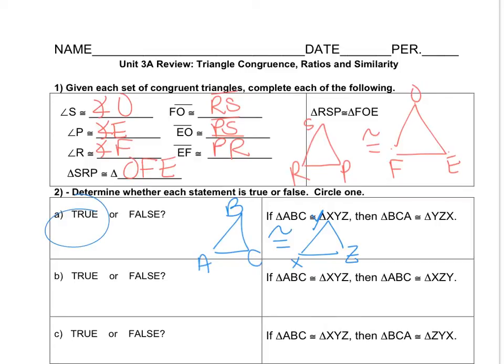For part B, I'm going to use the same picture, so I don't have to rewrite it, because ABC is congruent to XYZ, that's the same thing right here. Now I'm trying to see if ABC is congruent to XZY. Is that congruent? No, it's not. I did not go in the same order, so it is false.